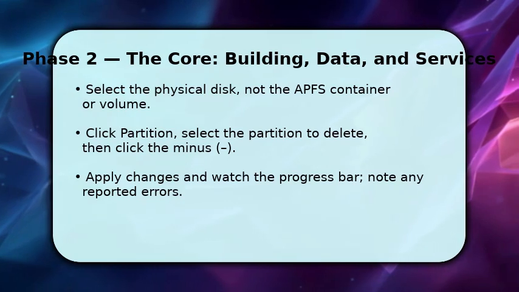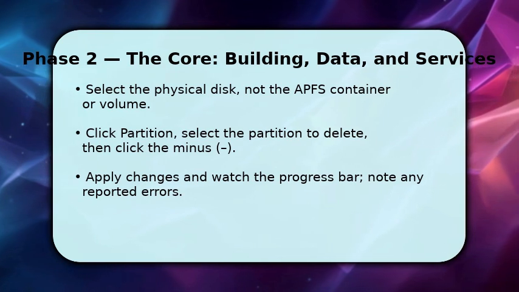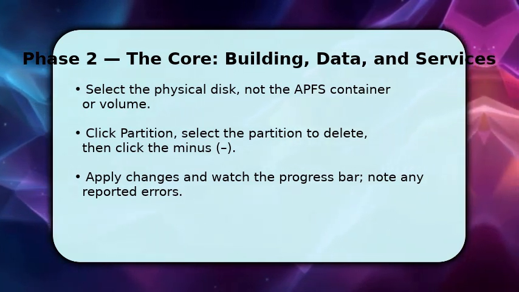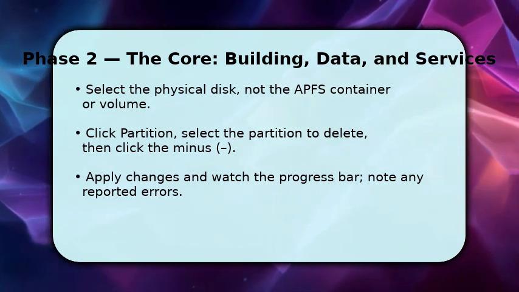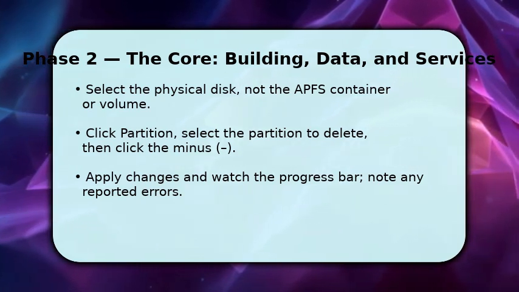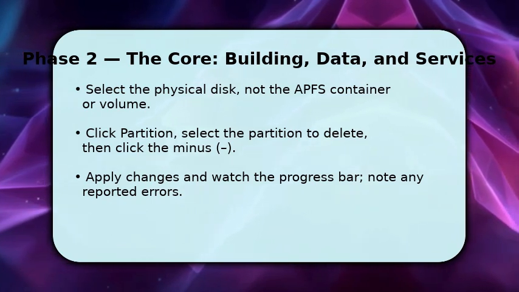Now you select the physical disk in Disk Utility and click Partition to edit the layout. You will see a graphical map. Click the partition you intend to remove and press the minus button. Confirm the action when prompted. Mac OS will adjust the partition map and either expand the adjacent partition or leave free space. Choose your preferred result before applying.